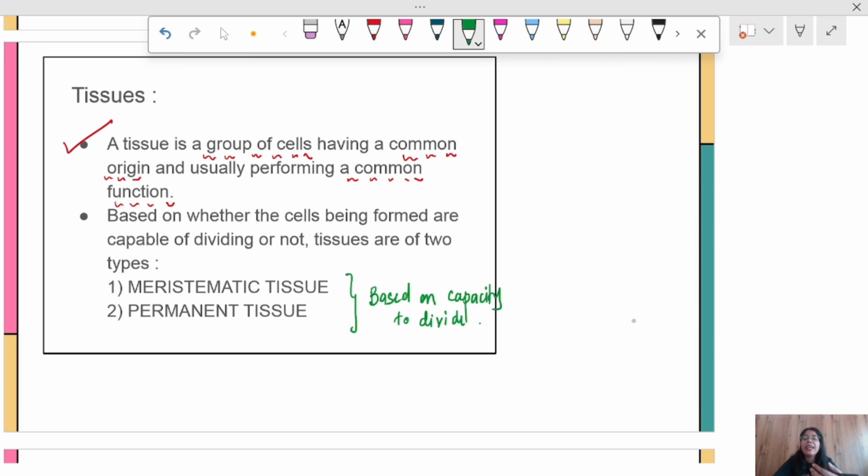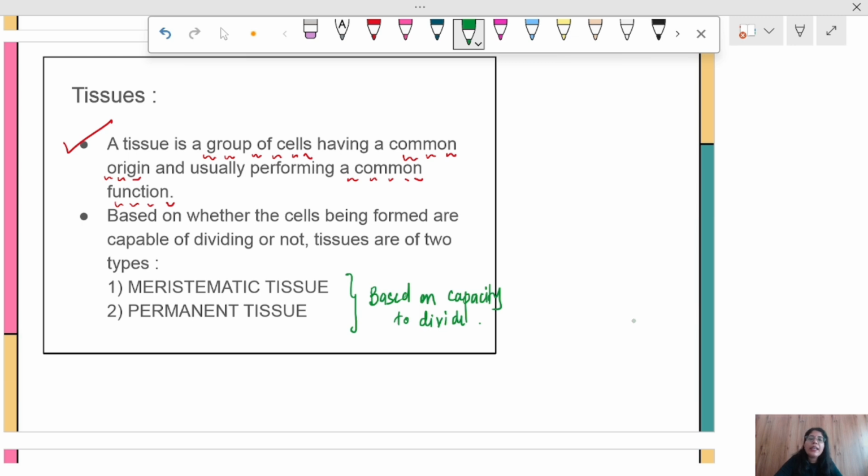They will be dividing and adding new cells to the plant body. Permanent tissue, permanent means they cannot divide. They have lost their division capacity. Now they cannot divide, right? They will just make the body of the plant. They will not be able to divide again.